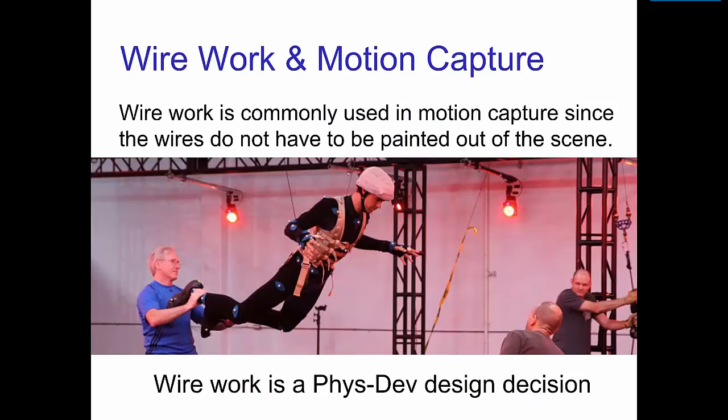That sequence was filmed using wire work. That is, the actors were supported by wires. Wire work is used in both live action and in motion capture. Wire work distorts the timing of a character jump, but this can be a visual design decision. In the film Crouching Tiger, Hidden Dragon, this distorted timing is intentional. In the film, the ordinary characters move normally, but the Kung Fu masters are able to manipulate the laws of physics.